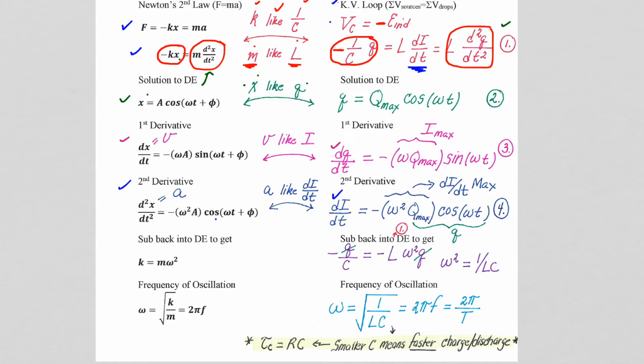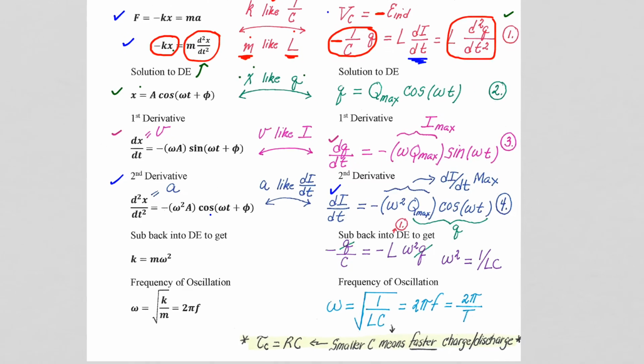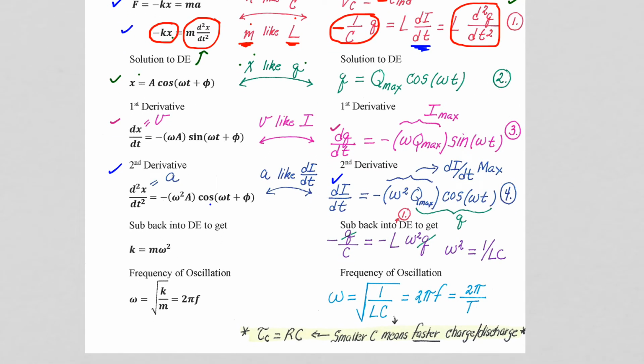So please pause the video if you have to at any point to make sure all of your annotations are complete. Amplitudes of the functions are given. We have I max in front of the sine function. We have di/dt max in front of the di/dt cosine function.